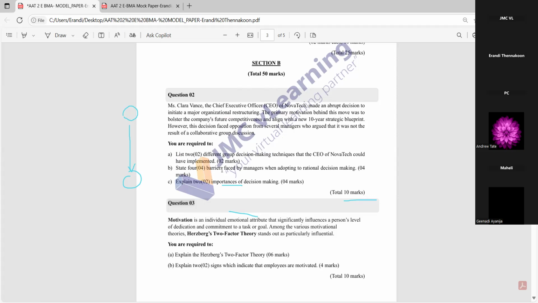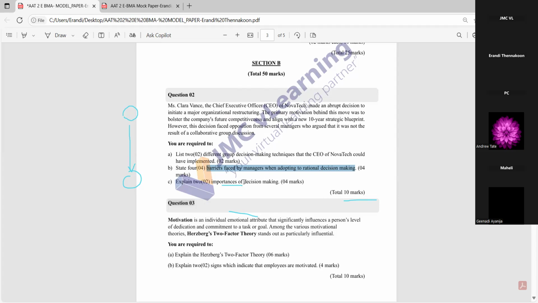State four barriers faced by managers when adopting rational decision making. So you will get 4 marks here, right? So what are the barriers? Lack of information, time constraints, emotional biases of individuals, and some people may show resistance to change, right? So those are the four barriers that you can mention.